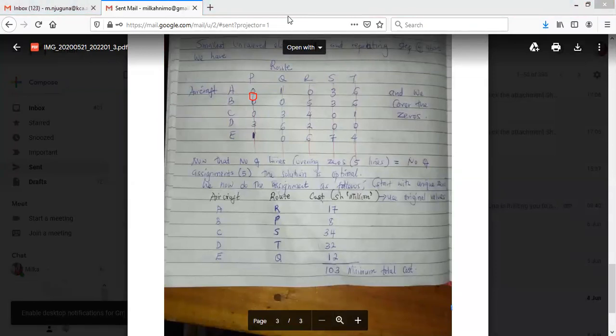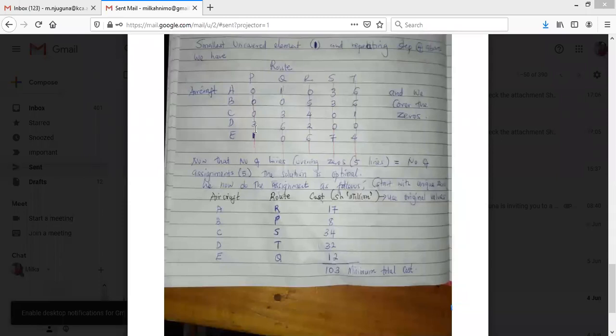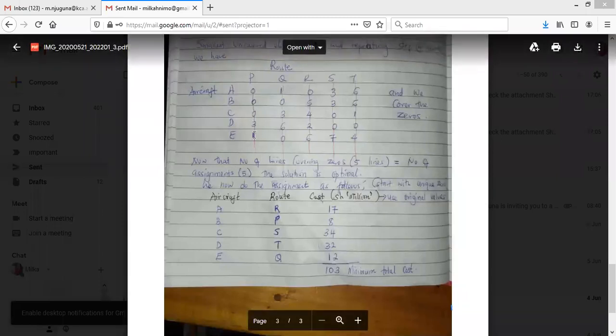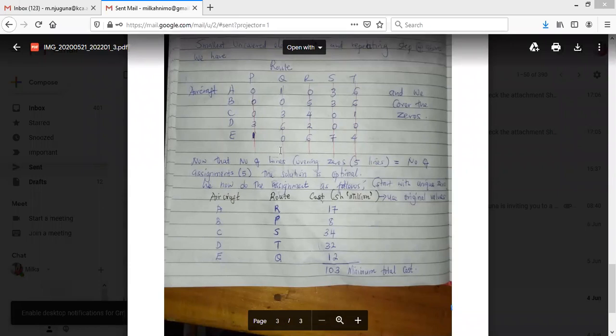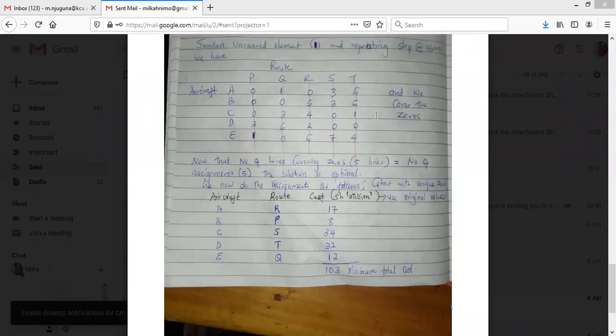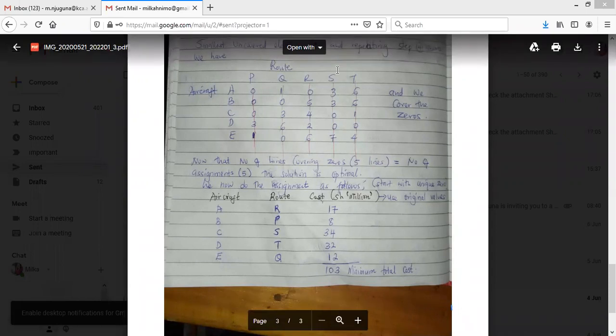The lines to be drawn using our table here. Look at this. Where do we have as many zeros as possible? This column I have 3. This column I have 2. This row I have 2. And the rest are 1, 1, 1. So how do we do this? I'll start by covering the zeros where there are as many as possible.